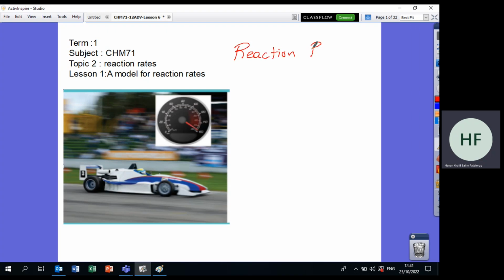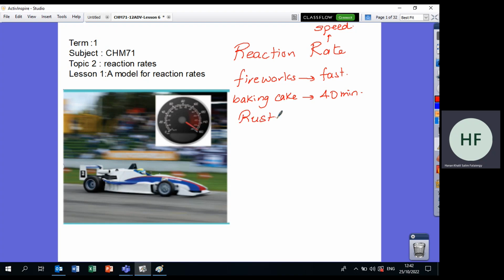When we say reaction rate, rate is another word for speed. As you are aware, some reactions are fast. They take place at a fast rate. For example, fireworks is considered a fast reaction. Some reactions may require, for example, 40 minutes, like baking a cake. Some reactions require days or weeks, even rusting. If you allow something to rust, this will take a very long time. Maybe it will take 1 month for iron to rust.